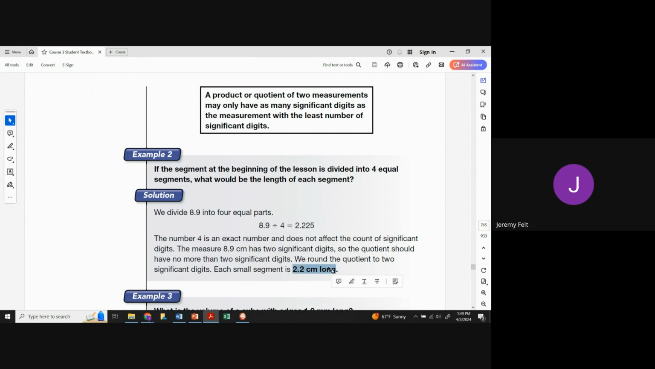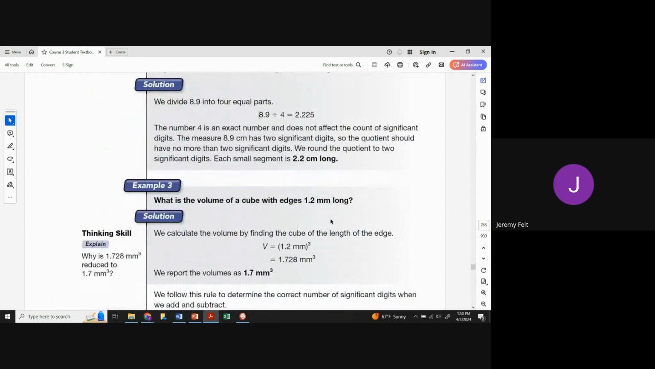...two significant digits, and we're going to round it to 2.2. Just like if we go back to the beginning where we had the 8.9 centimeters on a ruler, we measured that out and wanted to divide it into 4 parts, we would divide it into 2.2 centimeter segments, because 2.225 is too exact for that ruler or measuring tape to accurately measure.